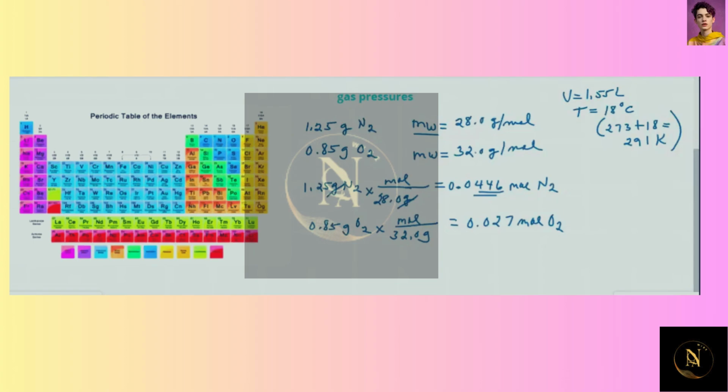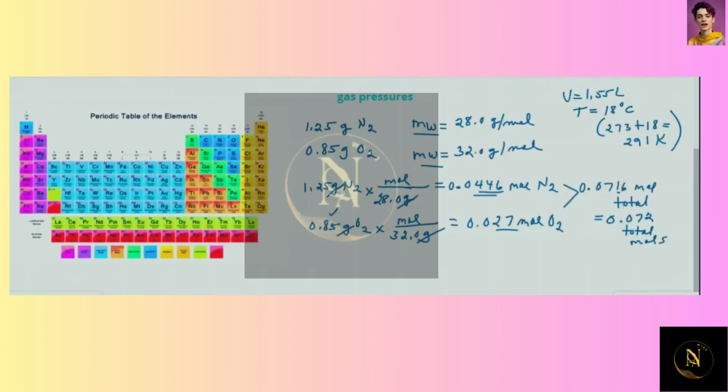If we do the same thing for the oxygen, we have 0.85 grams of oxygen. The molecular weight is 32 grams per mole. Dividing 0.85 by 32, we get 0.027 moles of oxygen, limited to just two significant figures. Now to get the total moles, we add these two quantities together.